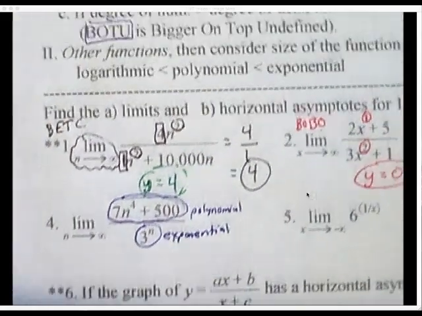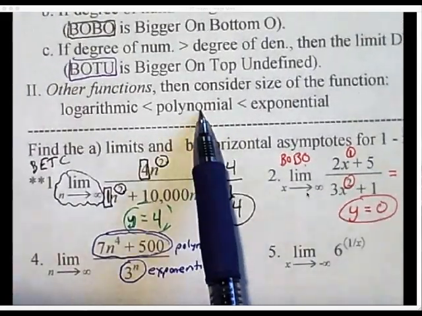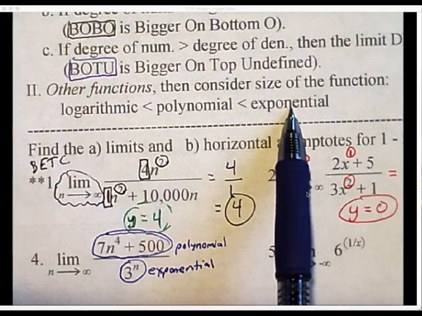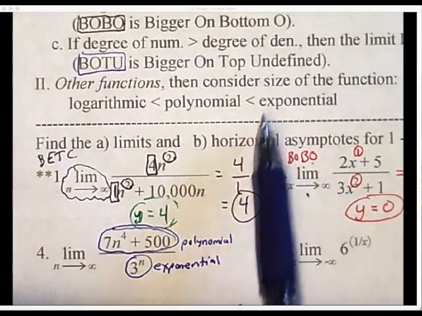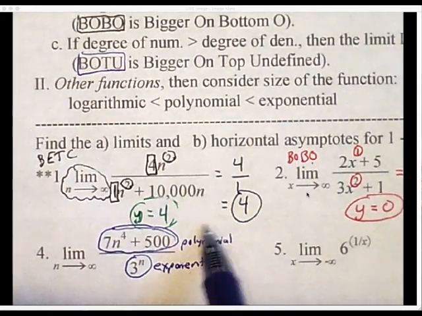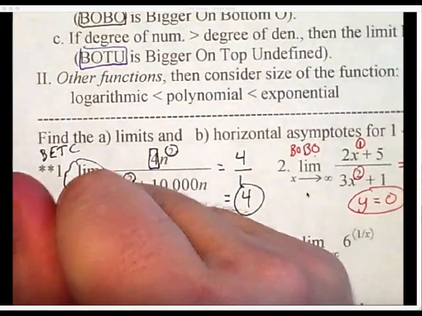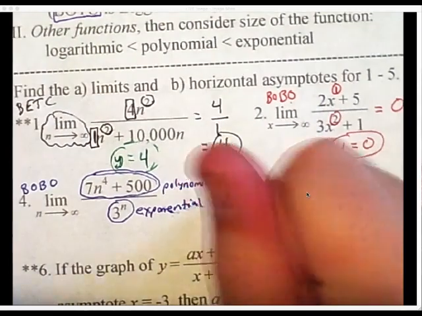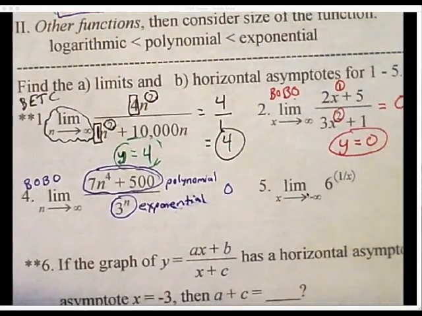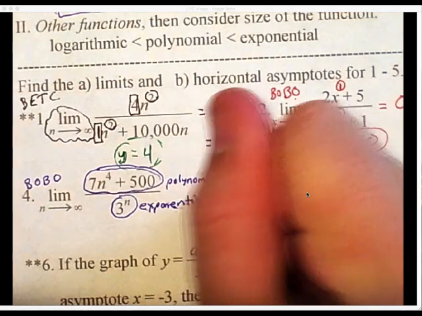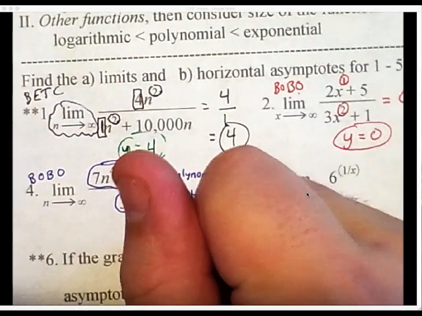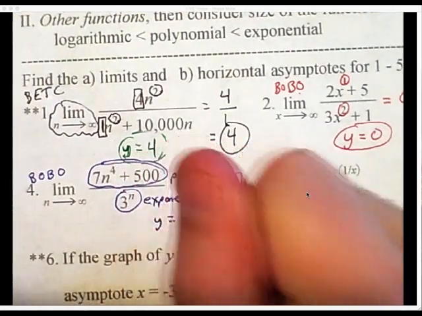Okay, so go up here. Polynomials go up slower than exponentials. So since this goes up quicker than this, it is an example of bigger on bottom. So when it's bigger on bottom, we use BOBO. So the limit there is going to be 0. And the equation of the horizontal asymptote will be y equals 0.